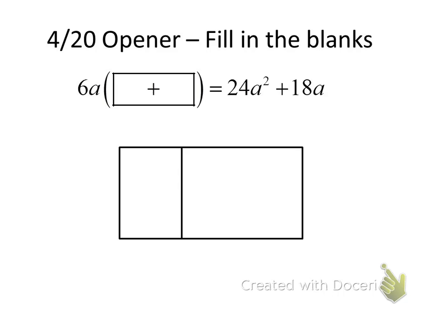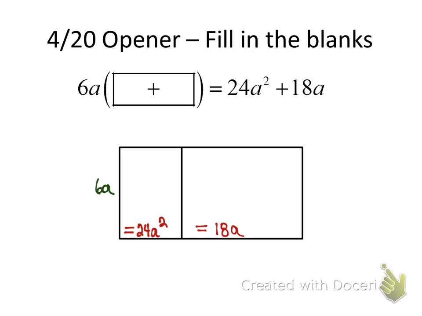So we need to plug in what we know onto our model and then find out what we don't know. What don't we know? The width. Okay? So we know the height. So what's the height of my rectangle? 6A. So 6A. And we know the area of my rectangle. So what's the area of the first section? 24. And the area of my second section? 18A.